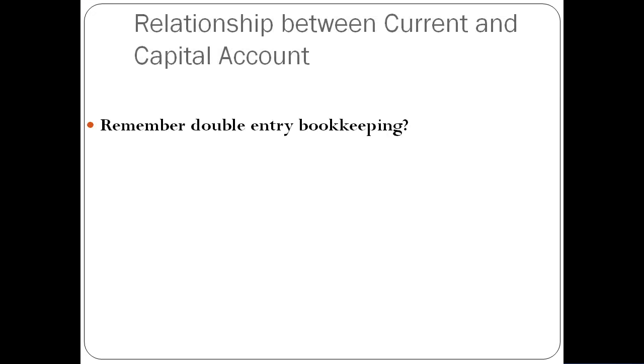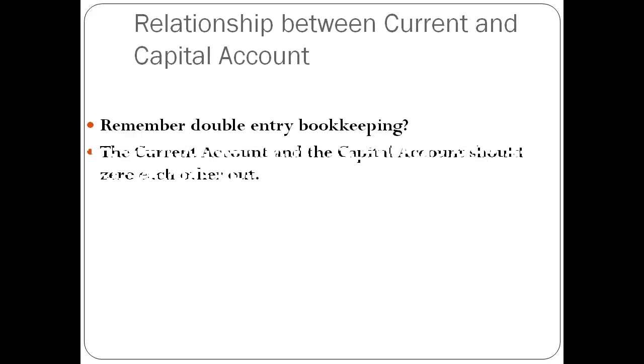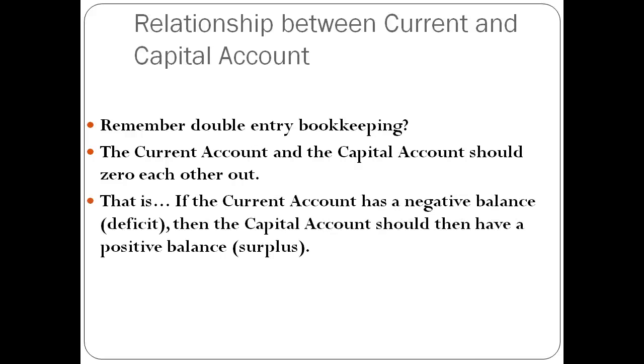So next we're going to talk about the relationship between the current and the capital account. So remember when we talked about double entry bookkeeping? The current account and the capital account should zero each other out. That is, if the current account has a negative balance or a deficit, then the capital account should have a positive balance or a surplus.